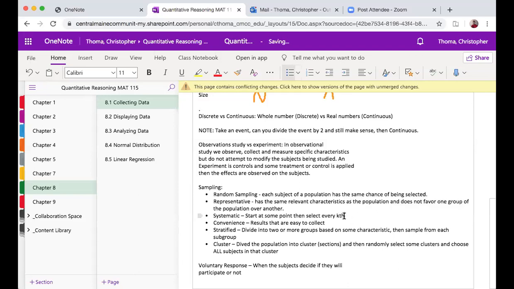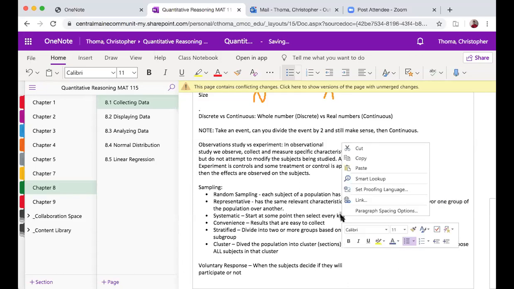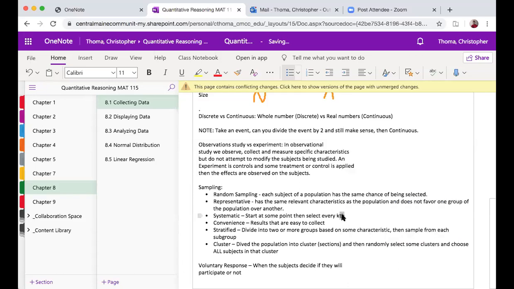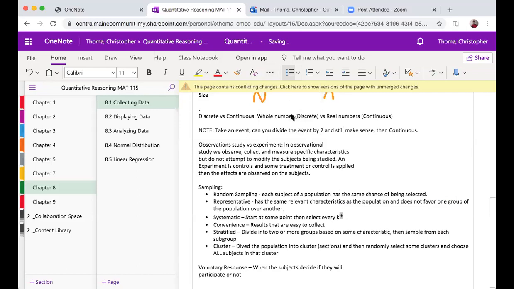I gotta figure out how to get that thing to go up. I'm not sure. Oh, there we go. Superscript. There we go. Case.